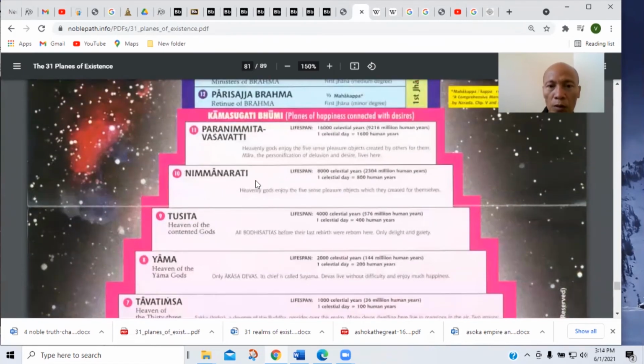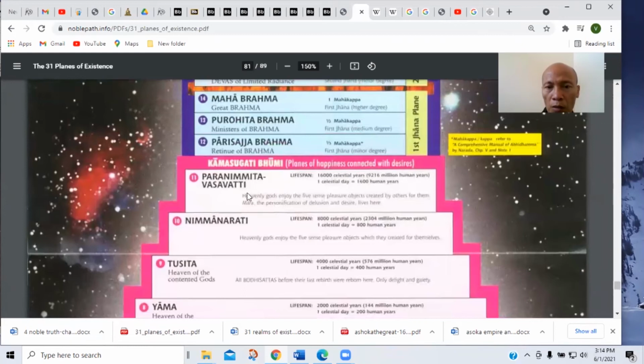And the next one is the heavenly gods who enjoy the five sense pleasure objects which they create for themselves. Their one celestial day is equal to 800 human years, and their lifespan is 8,000 celestial years. So in total, the lifespan is about 2,304 million human years.